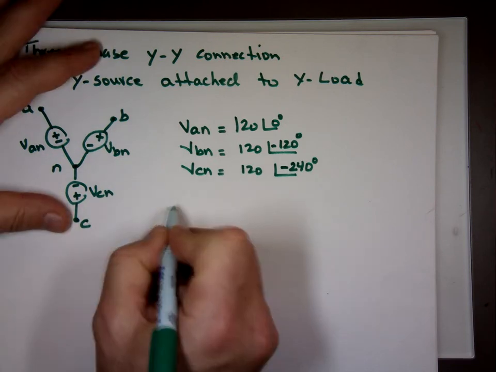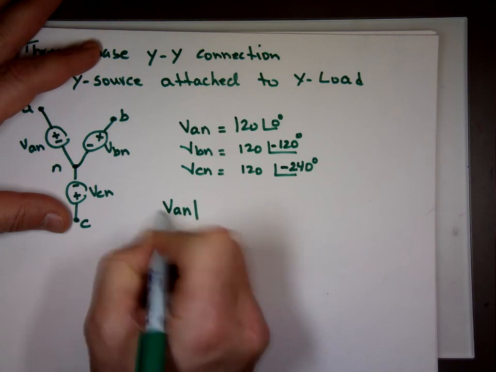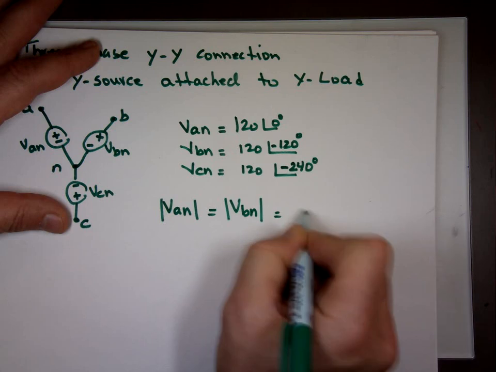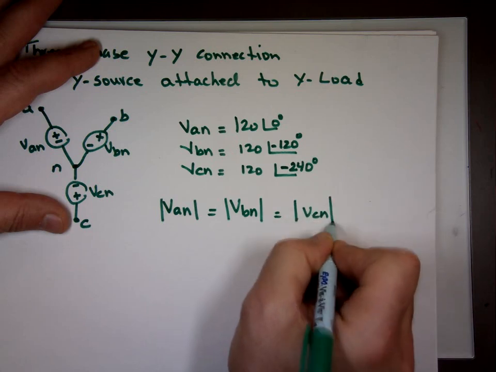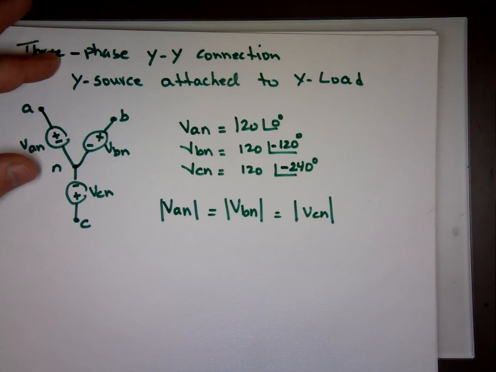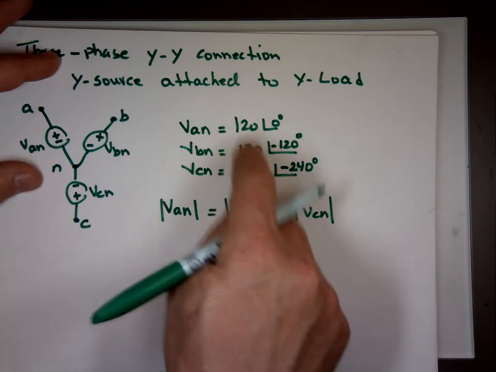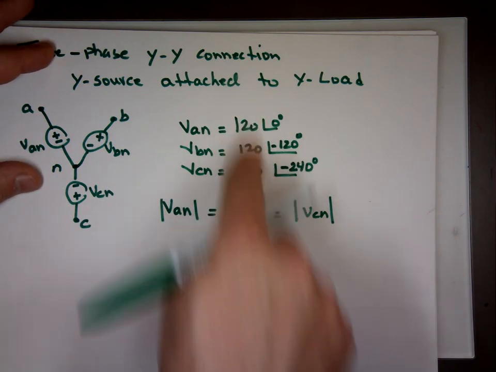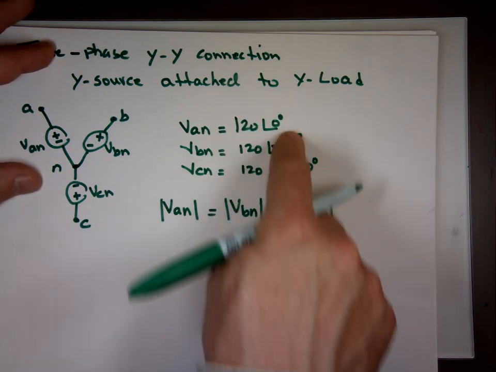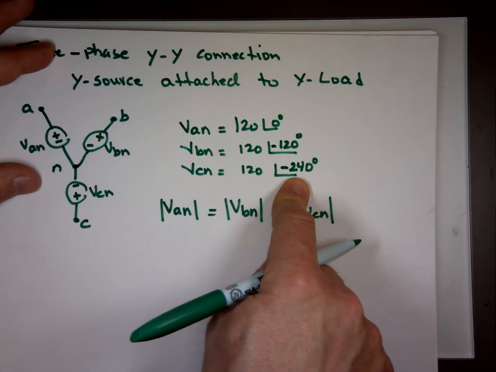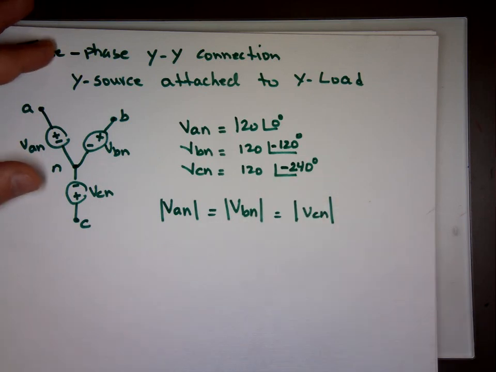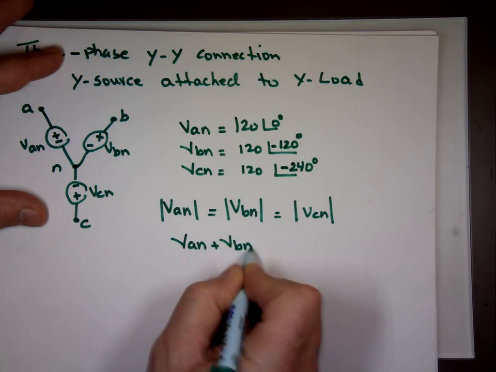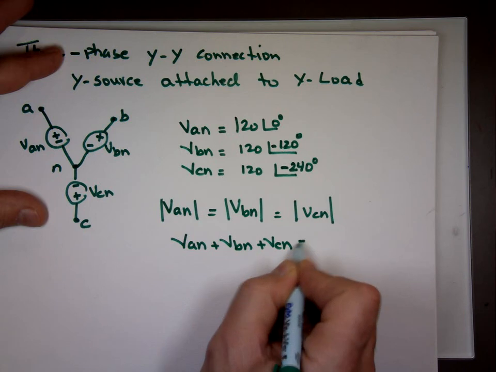So what you notice is that the magnitude of VAN is equal to the magnitude of VBN, which is equal to the magnitude of VCN. If it's a balanced source and balanced load, these magnitudes will be equal and the angles will be 120 off. If it's not balanced, then everything is off. If it's balanced, if you take VAN, add to it VBN, add to it VCN, the result will always be 0.